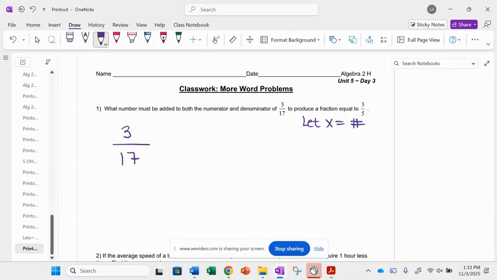It's just some number. So I'm going to add x to the denominator. I'm going to add x to the numerator because it says what number must be added to both the numerator and the denominator. So that number has to be added to both to equal 3/5.